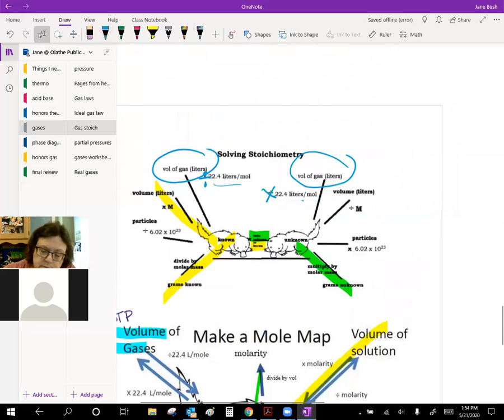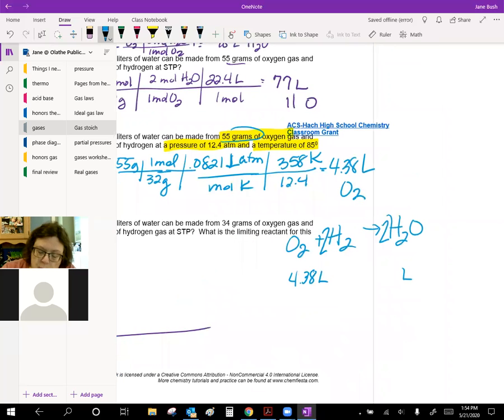So this problem here, 4.38 is our known. What's my ratio of our known to unknown? 1 to 2. So we would have 8.8, so close to 8.8, 8.76 liters. Okay.